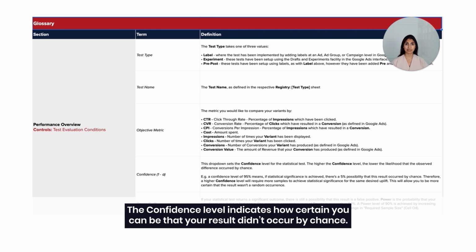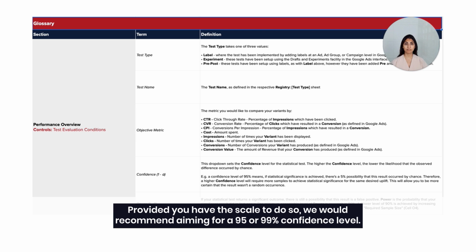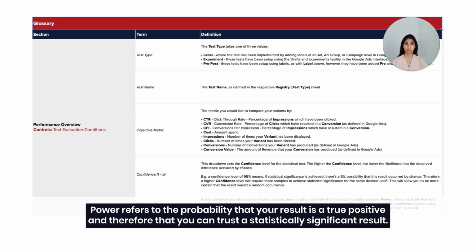The confidence level indicates how certain you can be that your result didn't occur by chance. For example, if your test is significant at 90%, there is a 10% chance that your result happened purely by chance. Provided you have the scale to do so, we would recommend aiming for a 95 or 99% confidence level.